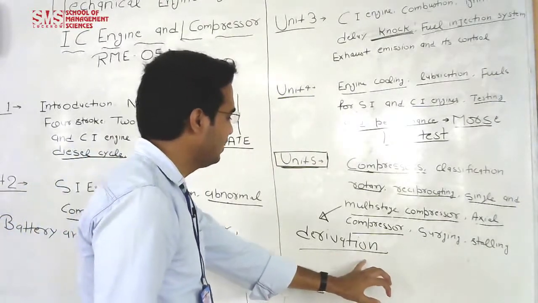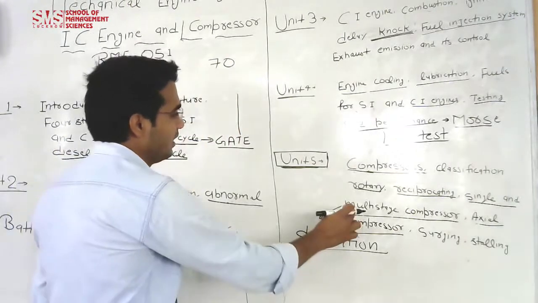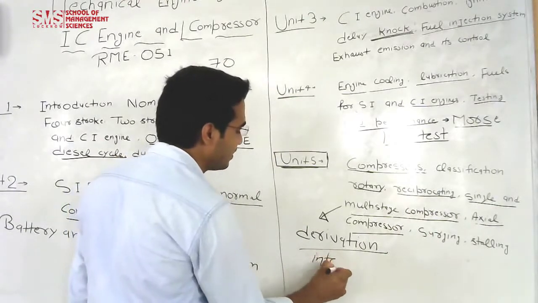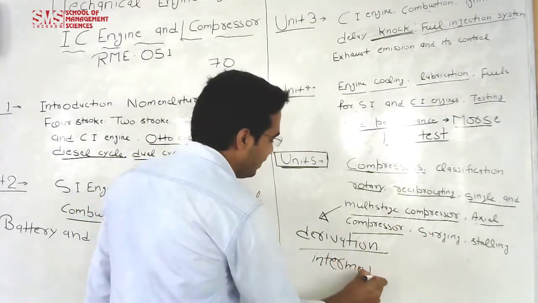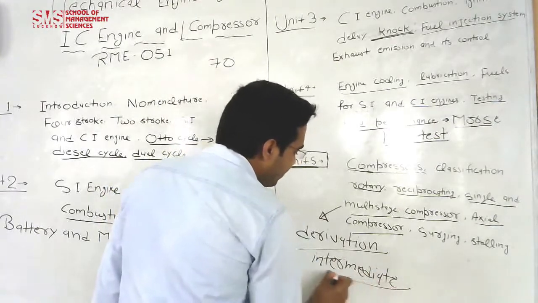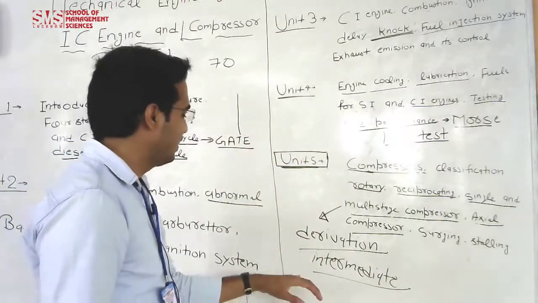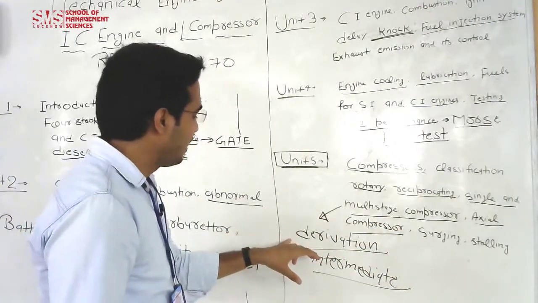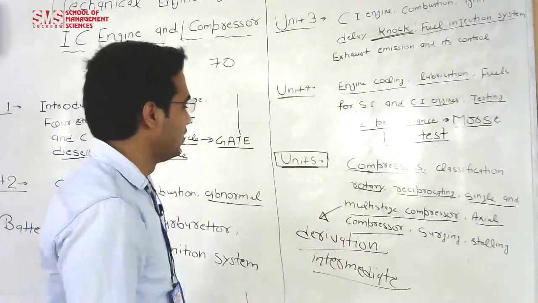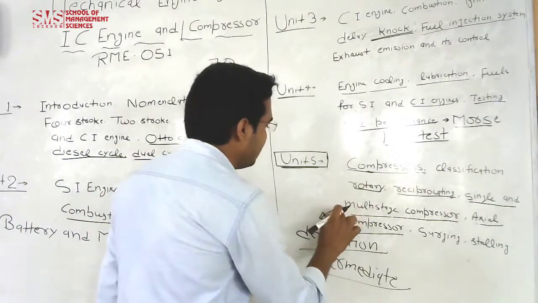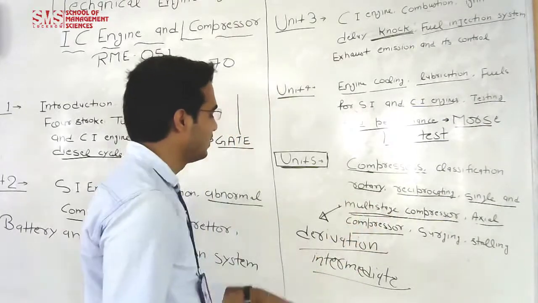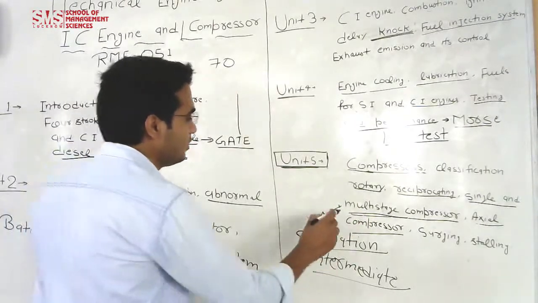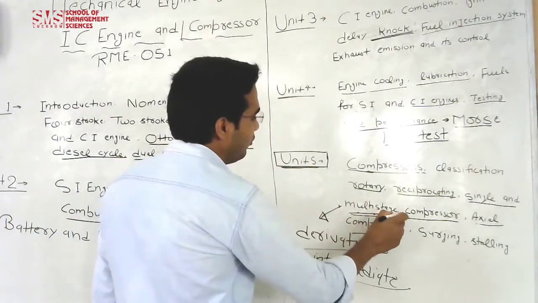They will simply ask for a two-stage compressor: what is the intermediate pressure, derive it. And they will ask for the minimum work done in a two-stage compressor and what is the intermediate pressure. Last year they simply asked for the derivation of the intermediate pressure in a two-stage compressor. So this is very important for your university examination.